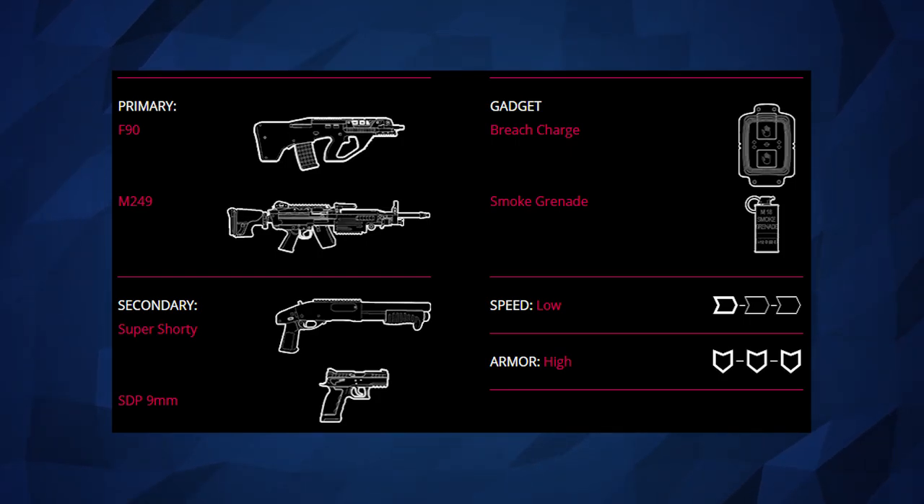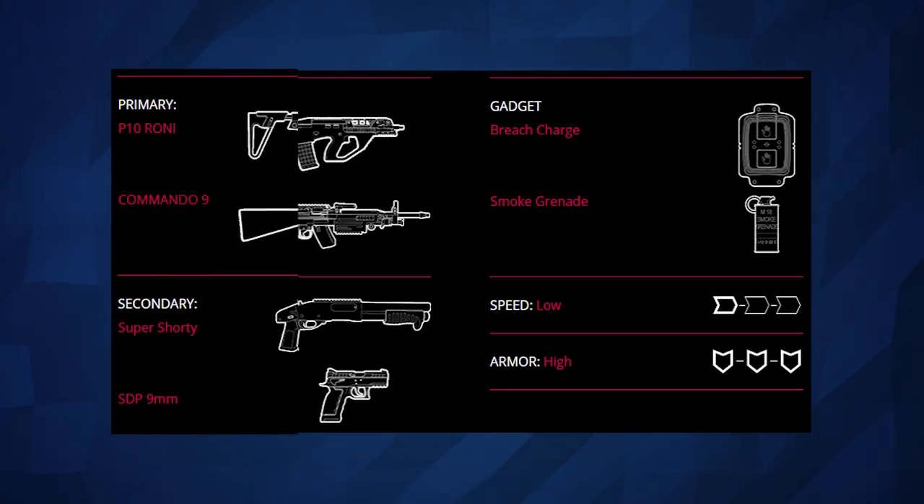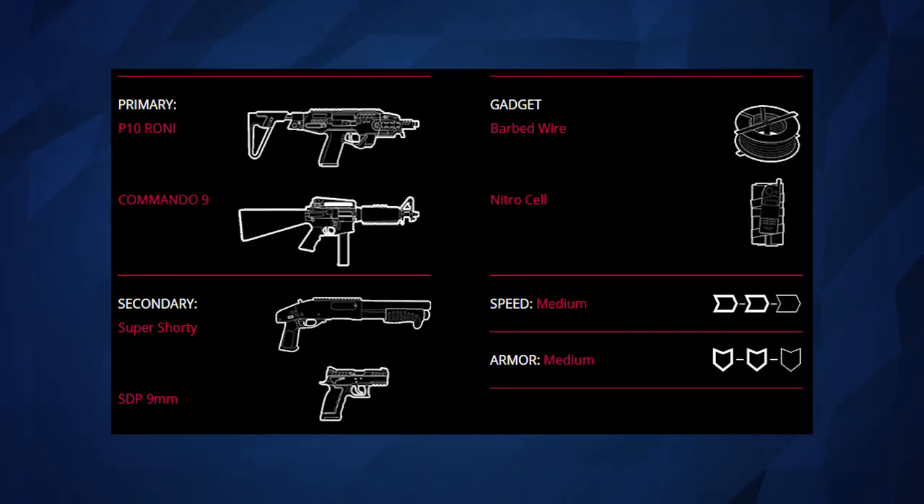Then we could have had, say, Amaru getting the M249, even though it is Capitão's LMG, it does have a different magazine, so it's a little bit of variation. So I'd let them off with that. So give that to Amaru and not Gridlock. And I would have given Mozzie the Ronnie, and then I would have actually held the Commando 9 back and given that to Warden. Then we could have given the Super Shorty to Nøkk or something like that.